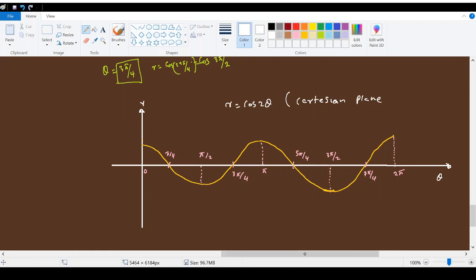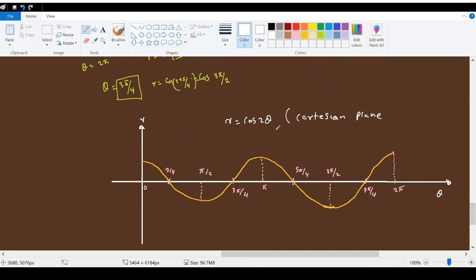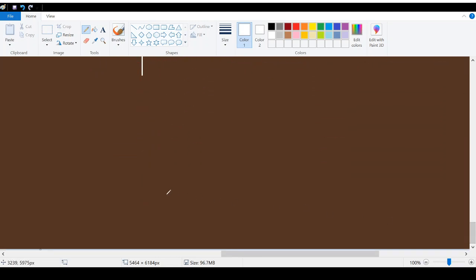Now we should try to draw the same equation in the polar coordinate system. Now remember, although we represent this as r and theta, this is just the y-axis and this is just the x-axis in the Cartesian plane, right? And now we should try to draw the polar coordinates starting from this. Now in the polar coordinate we don't have those x and y axes, we just have the pole and this straight line, right? So starting from this straight line we should measure the angles, right?